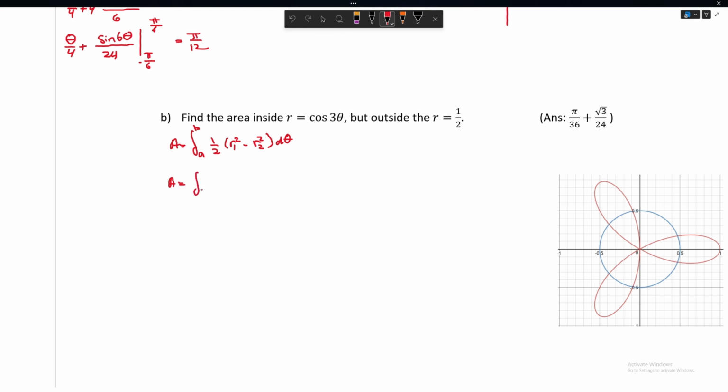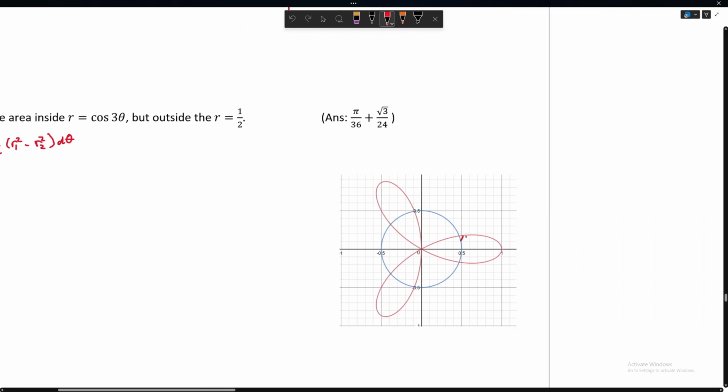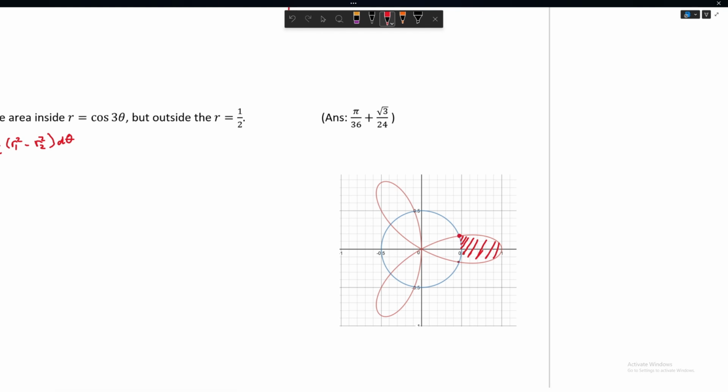Now your bound is the same. Well, actually, it's not quite the same. That's a mistake on my end. What you want here is, this is the area you're looking for. So you want to find these points, because that's where you're integrating from. And how do you find these points?